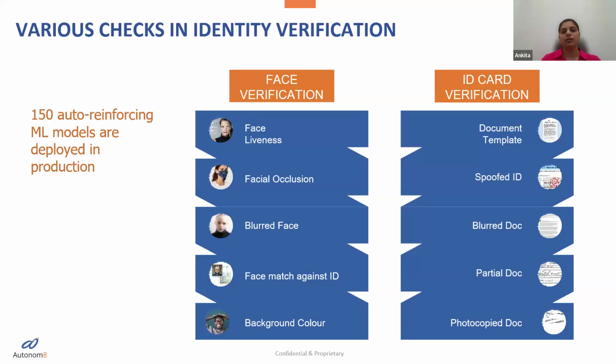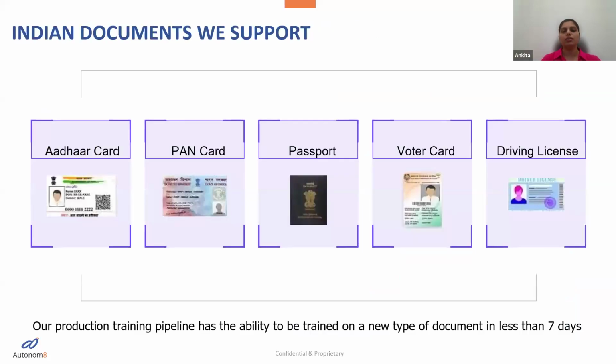Is the document blurred, or is it clearly visible? If it is clearly visible, is the document fully shown? Because it's a verification process, it shouldn't be a partial document that gets captured. And lastly, is the document that is showcased a photograph or an original document? The Indian documents we support today are Aadhaar, PAN, passport, voter ID, and driving license. In case there is a requirement for a different type of document to be supported, we have the capability to train our system in less than 7 days to incorporate this new document.